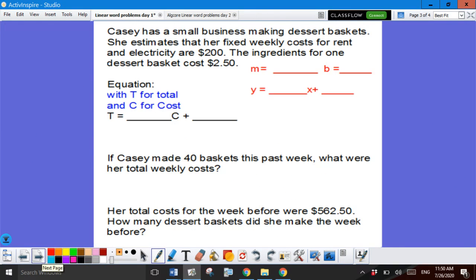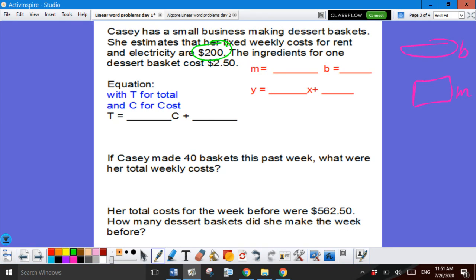All right, let's look at another one. And we're going to do the same thing. We're going to circle for B and we're going to box for M. Casey has a small business making dessert baskets. She estimates that her fixed weekly costs for rent and electricity are $200. The ingredients for one dessert basket cost $2.50. Okay, so let's think about this. We're going to read it again. Which one of these is my constant? Which one is not going to change no matter what? Casey has a small business making dessert baskets. She estimates that her fixed weekly costs for rent and electricity are $200.